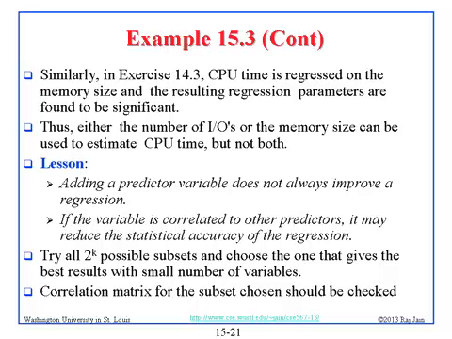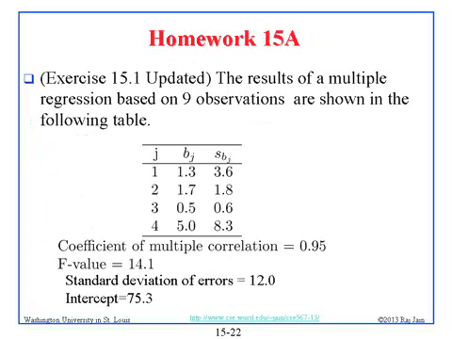Okay, so now this is the homework. Result of multiple regression based upon 9 observations are shown in the following table. So this is just the output. 9 observations, and you get B1, B2, B3, B4. There is no B0 here.